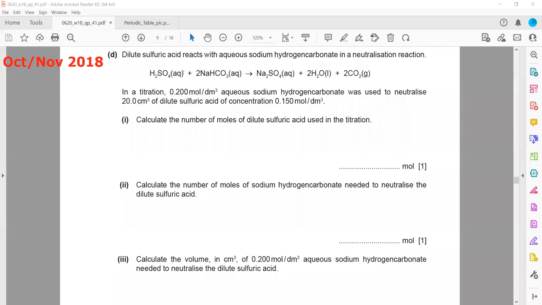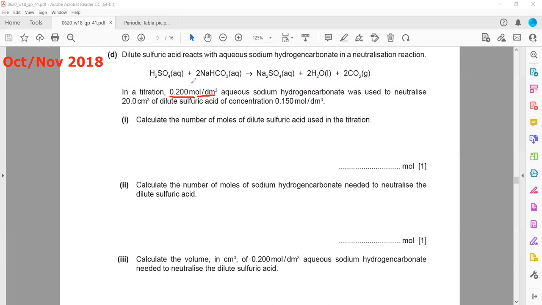So, a moles question, a related question from the October-November 2018 session. In the question, dilute sulfuric acid reacts with aqueous sodium hydrogen carbonate in a neutralization reaction. So when sulfuric acid reacts with sodium hydrogen carbonate, it gives sodium sulfate, the salt, water, H2O, and carbon dioxide.